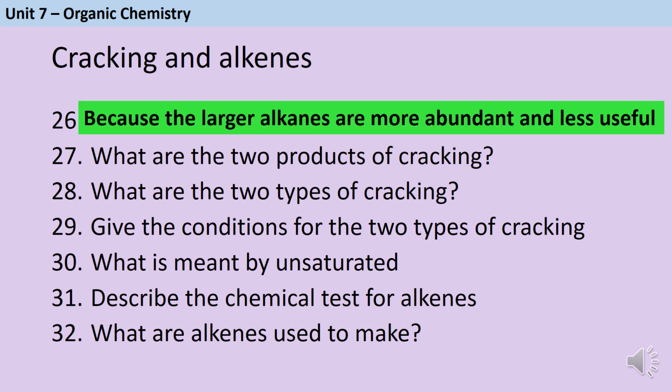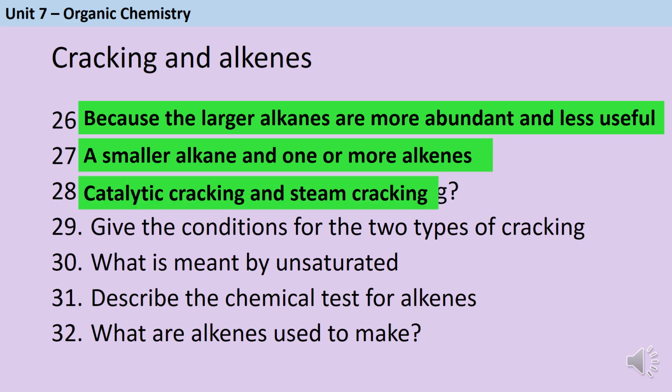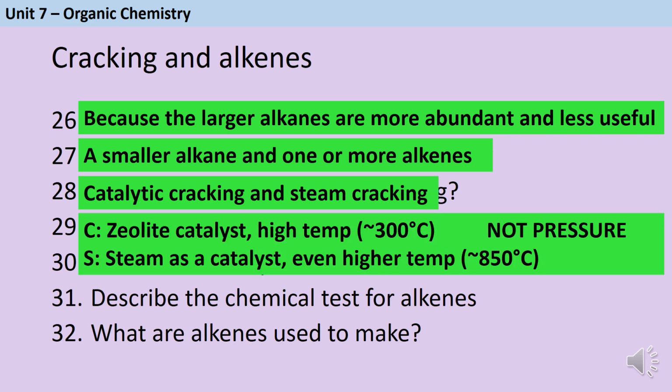When you crack an alkane, you make a smaller alkane and also one or more alkenes, these little hydrocarbon molecules that have a carbon-carbon double bond in them. The two types of cracking we need to know about for GCSE chemistry are catalytic cracking and steam cracking. In catalytic cracking, we use a zeolite catalyst, so that could be aluminium oxide or silica dioxide, and a high temperature. There's not high pressure. The pressure involved in cracking is often only about 2 atmospheres.